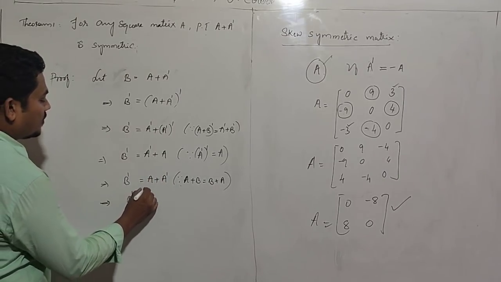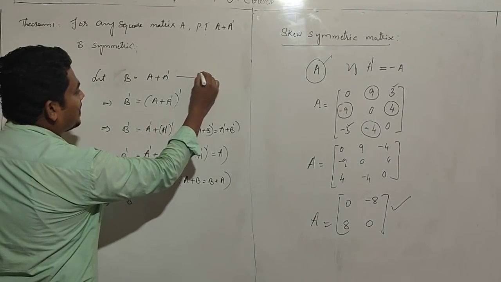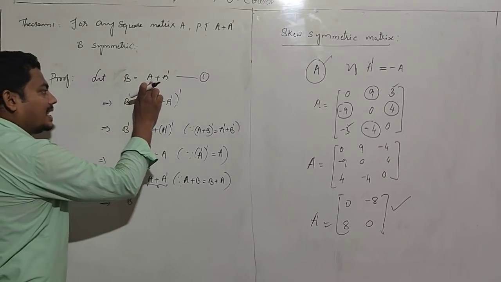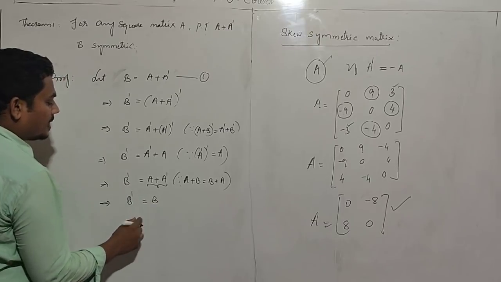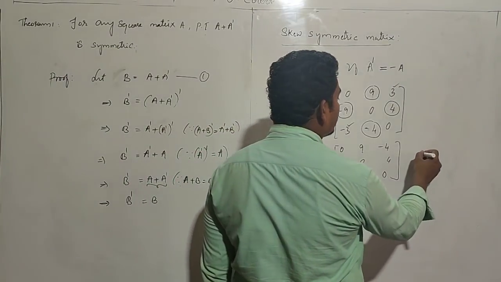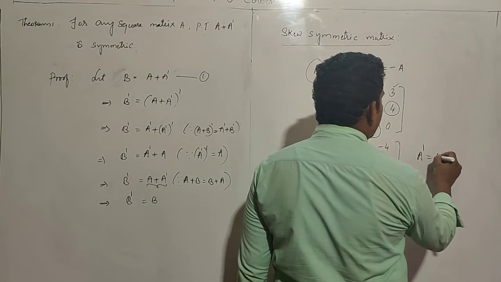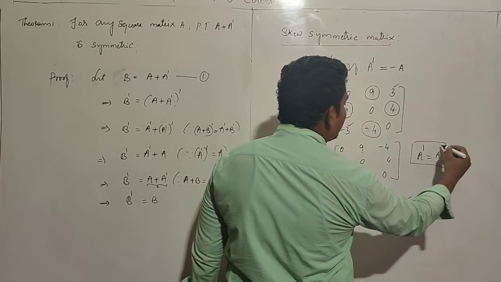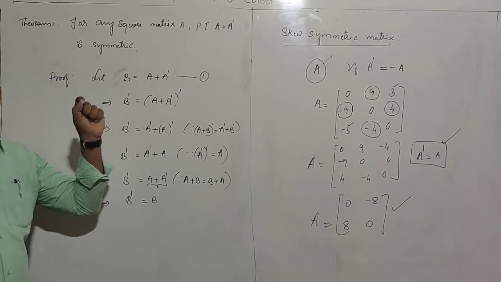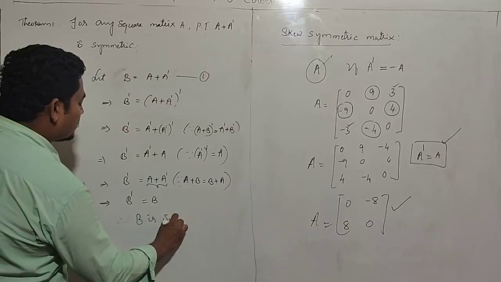Now B transpose equal to, what is A plus A transpose? From equation number 1, A plus A transpose is matrix B, means B transpose equal to B. Just look at the definition of symmetric matrix. A square matrix A is said to be symmetric if A transpose equal to A. In this case, B transpose equal to B means clearly matrix B is symmetric. Therefore, matrix B is symmetric.